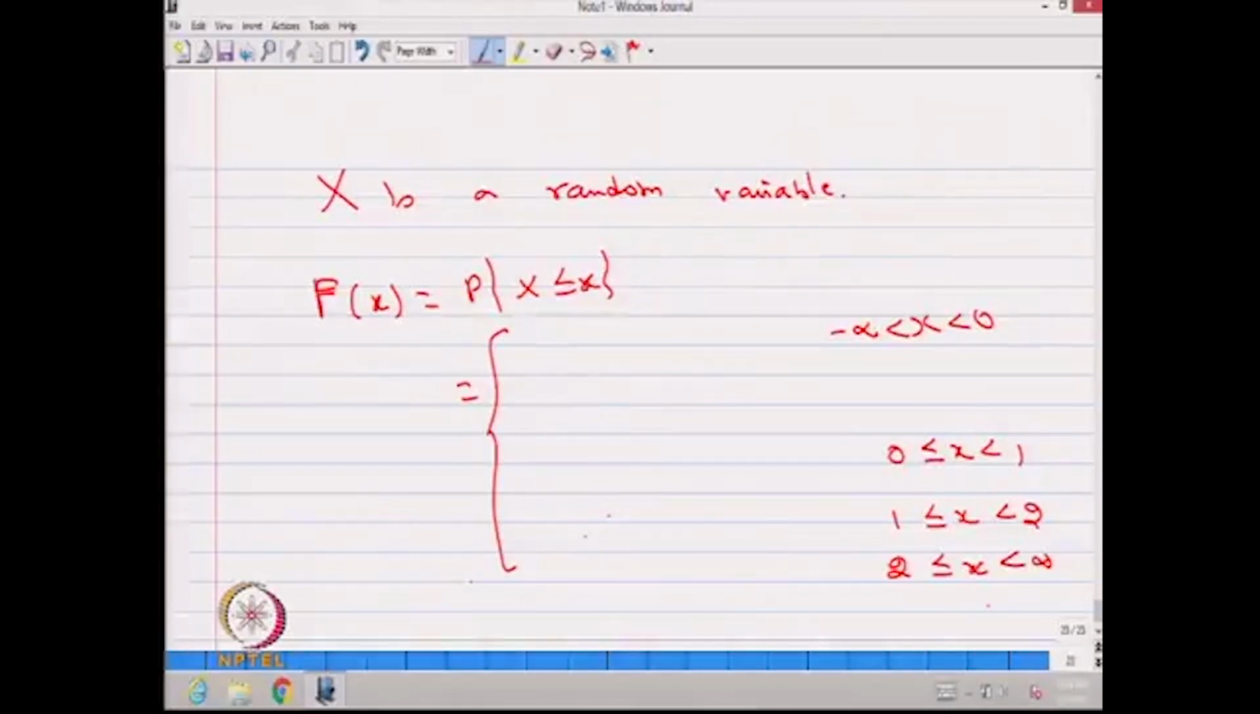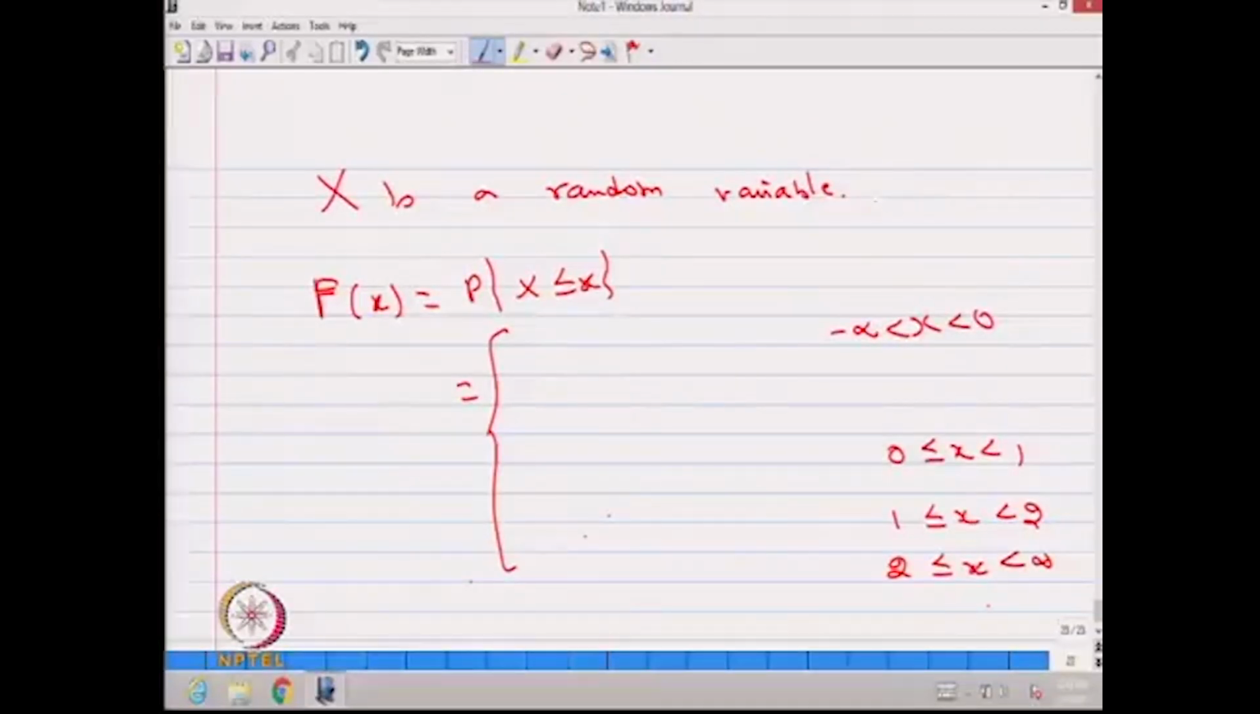When x lies between minus infinity and 0, P(X ≤ x) is nothing but a collection of possible outcomes which gives the values from minus infinity till x, where x lies between 0 and infinity. Since the possible values of X, I can just draw one smaller diagram also. Omega consists of HH, HT, TH, TT, and this is mapped to 0, 1, 2 under the operation X.